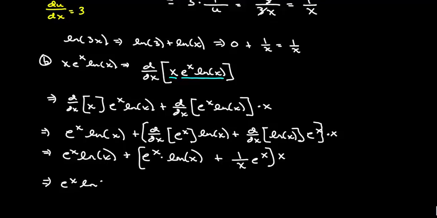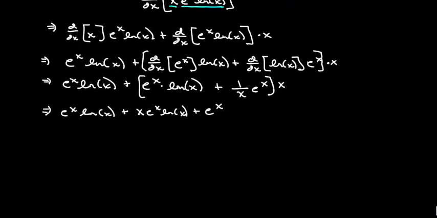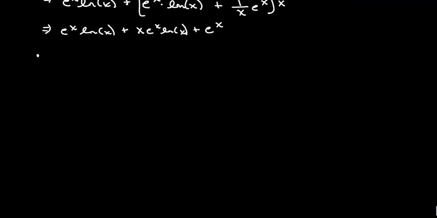So e to the x natural log of x plus x e to the x natural log of x plus now x over x. As long as x is not 0, that's good, where it's equal to 1. If x is 0, well, we know x can't be 0 because of this restriction right here. So this will just give us e to the x, just like that. Okay, now let's go ahead and work on c.